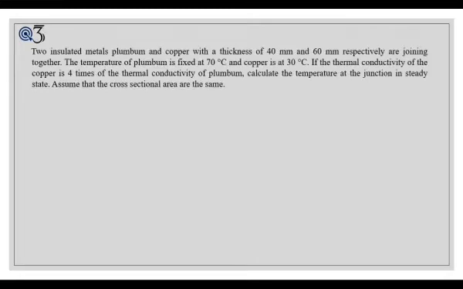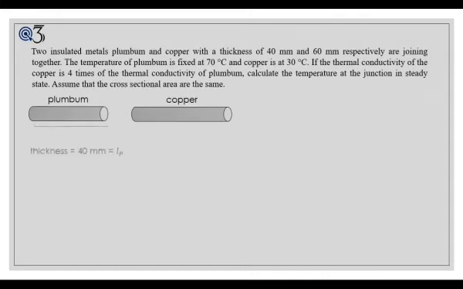Question number 3. Two insulated metals, plumbum and copper, with a thickness of 40 mm and 60 mm respectively, are joined together. The temperature of plumbum is fixed at 70 degrees Celsius and copper is at 30 degrees Celsius. If the thermal conductivity of the copper is 4 times the thermal conductivity of plumbum, calculate the temperature at the junction in steady state. Assume that the cross-sectional areas are the same.